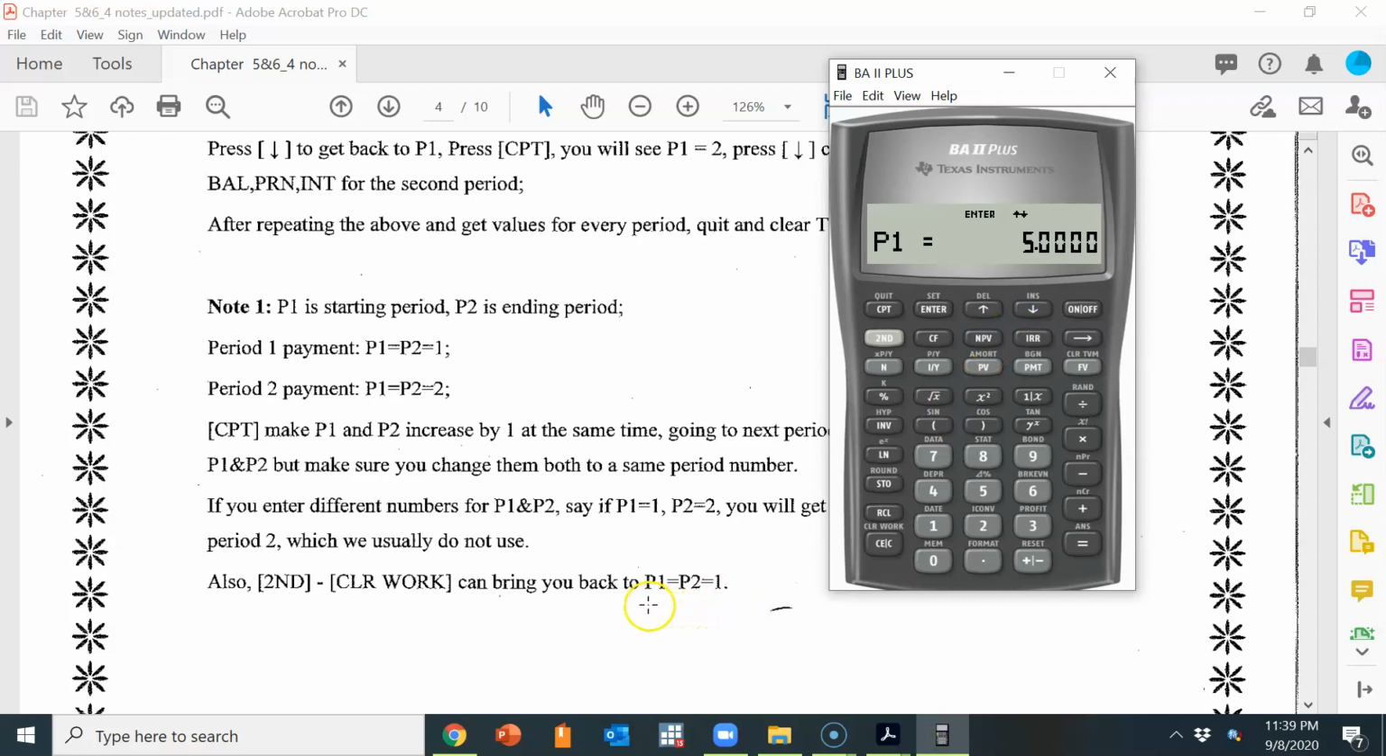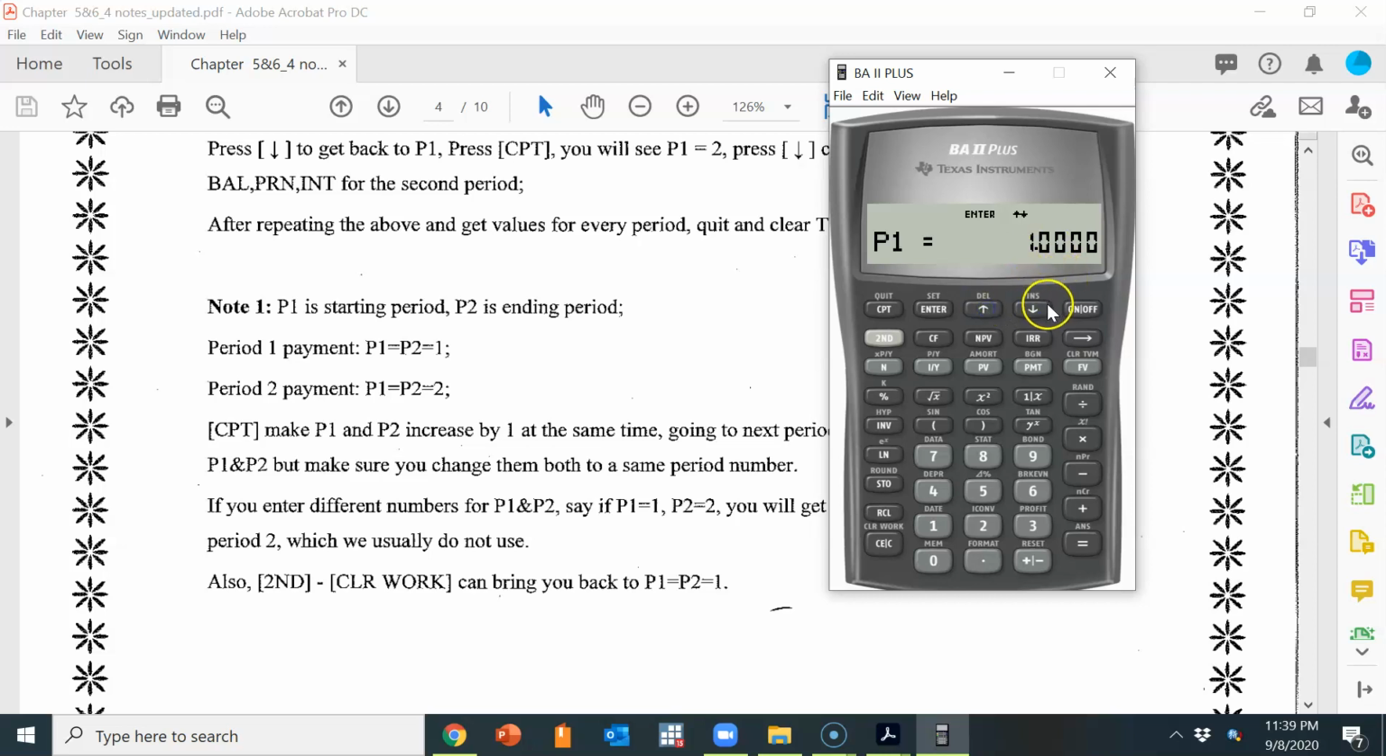But if I want to get back to P1 equals P2 equals 1, if I want to go back to the first year, you can input P1 as 1, enter, down button, P2, 1, enter, down button, okay? Or you can press second, clear work. Let me try pressing second, clear work. You see, P1, P2 come back to 1 again. And you can see the ending balance, principal payment, interest payment again in the first year.